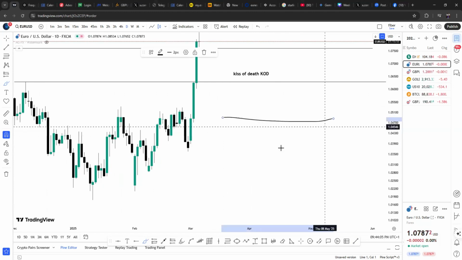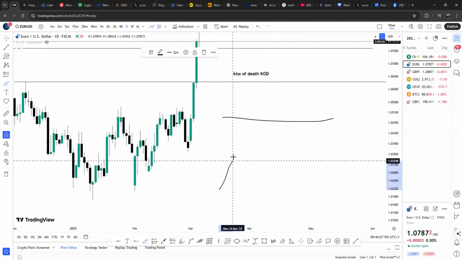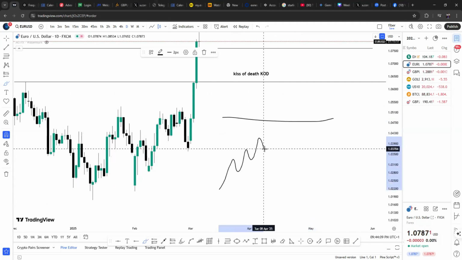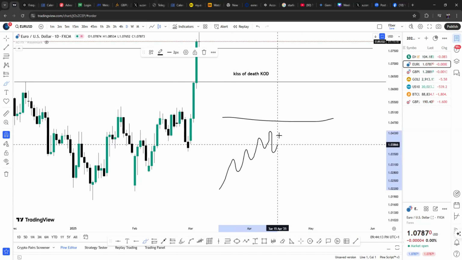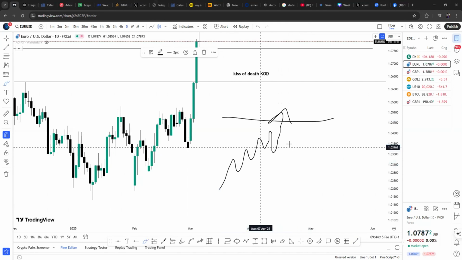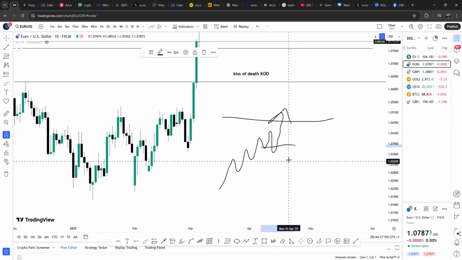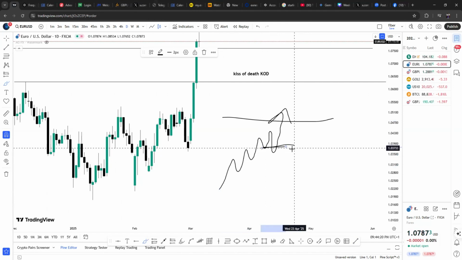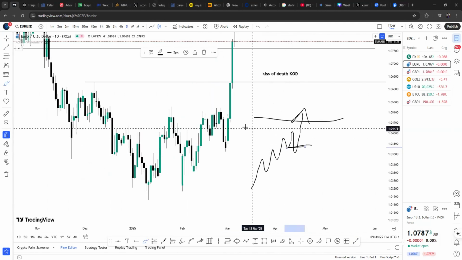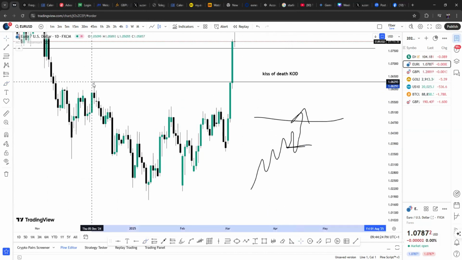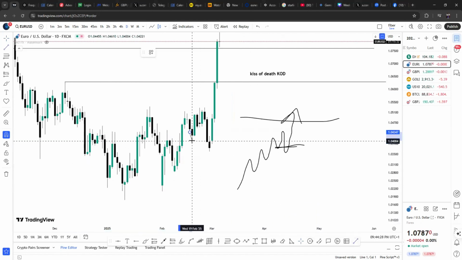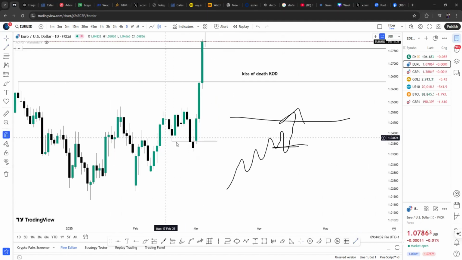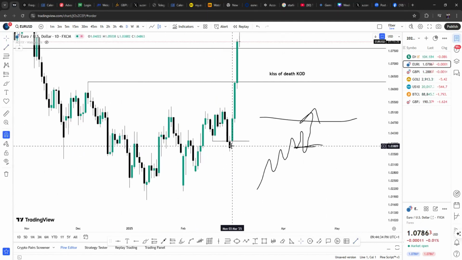Let's say, for example, this is our draw on liquidity, and price is trading up to that area. Before it hits that area, price will give you the last stop point before it actually taps into that key area. This last stop point is what they call the KOD. We'll notice here that before price actually traded into this fair value gap, we had that KOD movement right here.